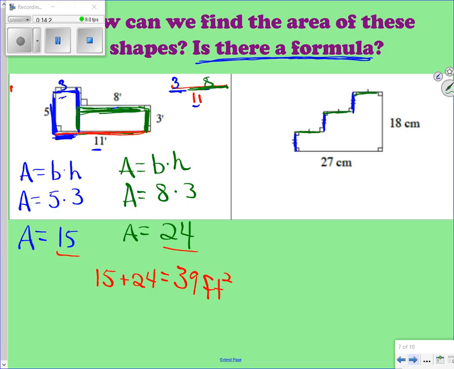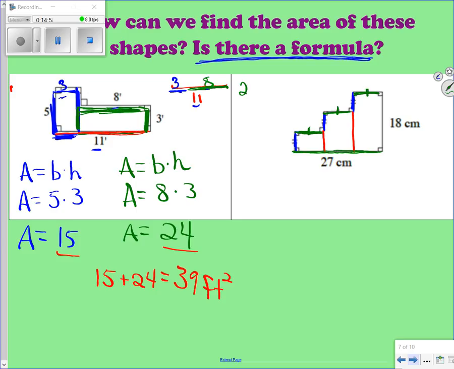My first step is going to be to break up this shape. So I'm going to draw one line here, one line here. I now have 3 rectangles. I know these 3 green lines all have to add up to 27. And I know because of their markings, each of these green lines is equal.